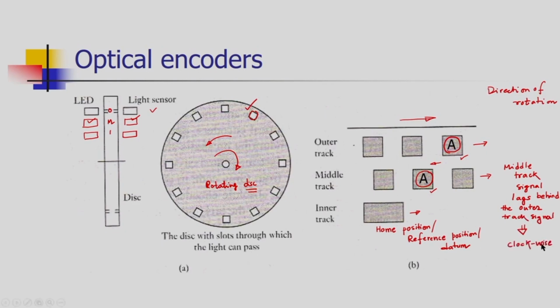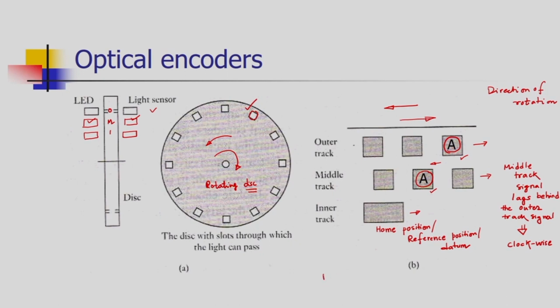The information that the disc is moving in a clockwise direction. Now consider the disc is moving in anti-clockwise direction. So, what is happening now? The pulse which is passing through hole A in the middle track will generate the electrical signal before or first than the signal it is produced in the outer track. So, when the middle track leads, then we are getting the information that the disc is moving in anti-clockwise direction.